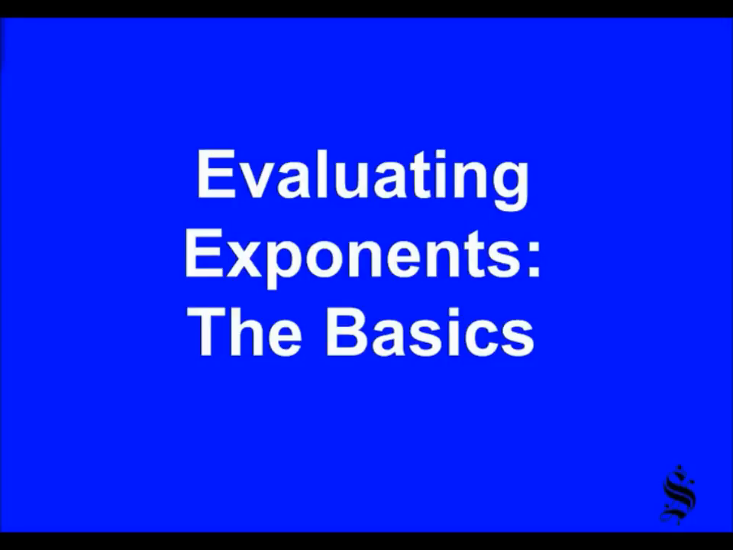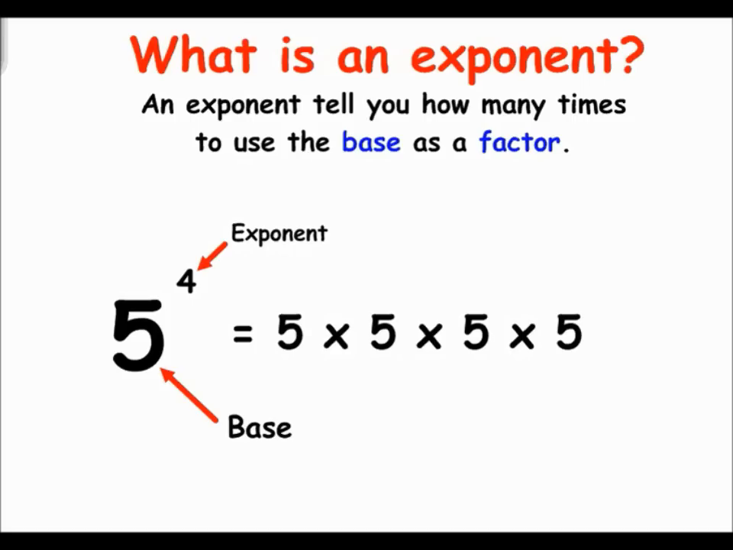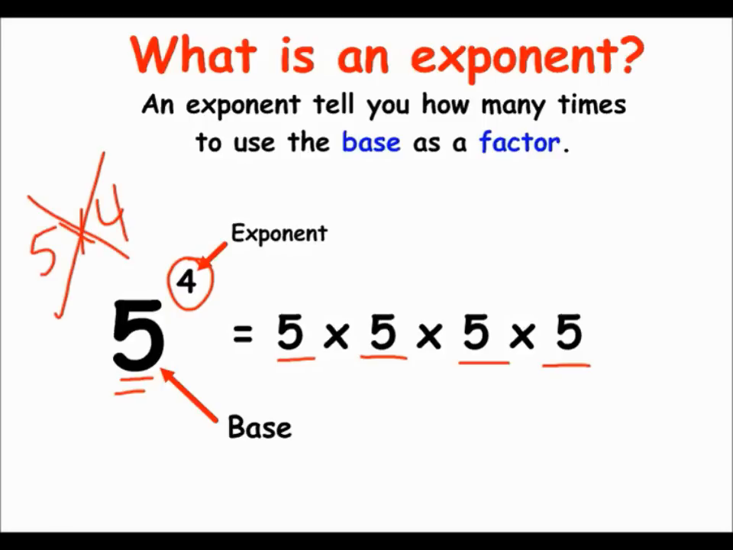Evaluating exponents, the basics. So what is an exponent? Here's our exponent right here. It's this little number, and it's telling you how many times to multiply the base. 5 is the base, so it'd be 5 times 5 times 5 times 5. A common mistake that kids will make is they think it means 5 times 4. No, it's telling you how many times you multiply the base times itself.